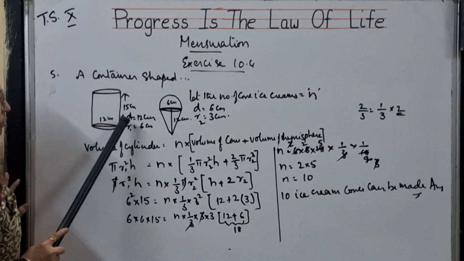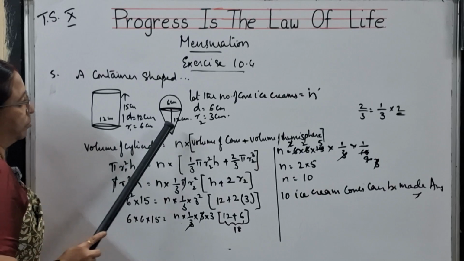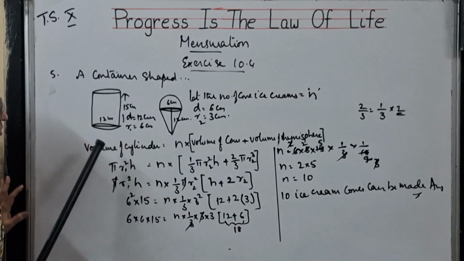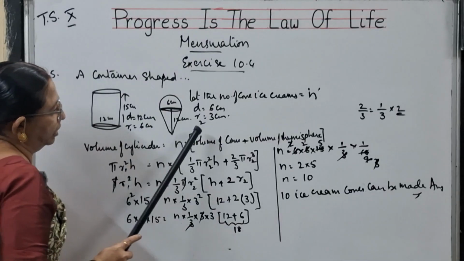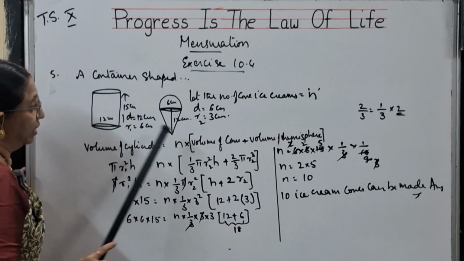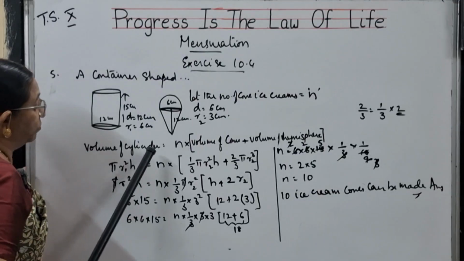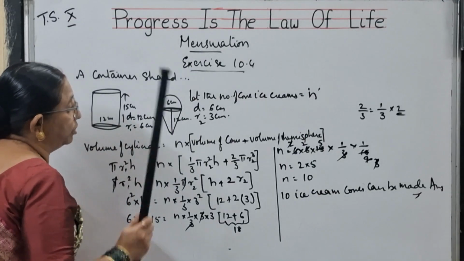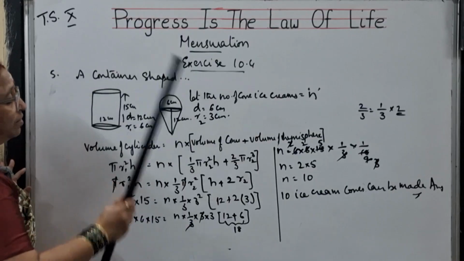That means here diameter 12 means radius is 6 centimeters. Here diameter 6 means radius is 3 centimeters. So I have called it R1. This is R2. Now what is the actual understanding here, children? Volume of the cylinder will be equal to n times the volume of the cone, this ice cream.